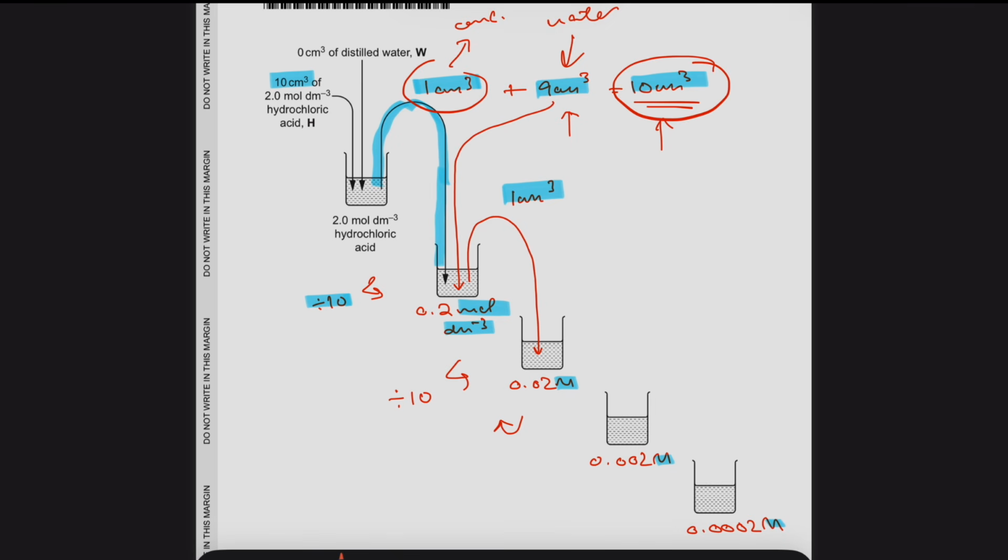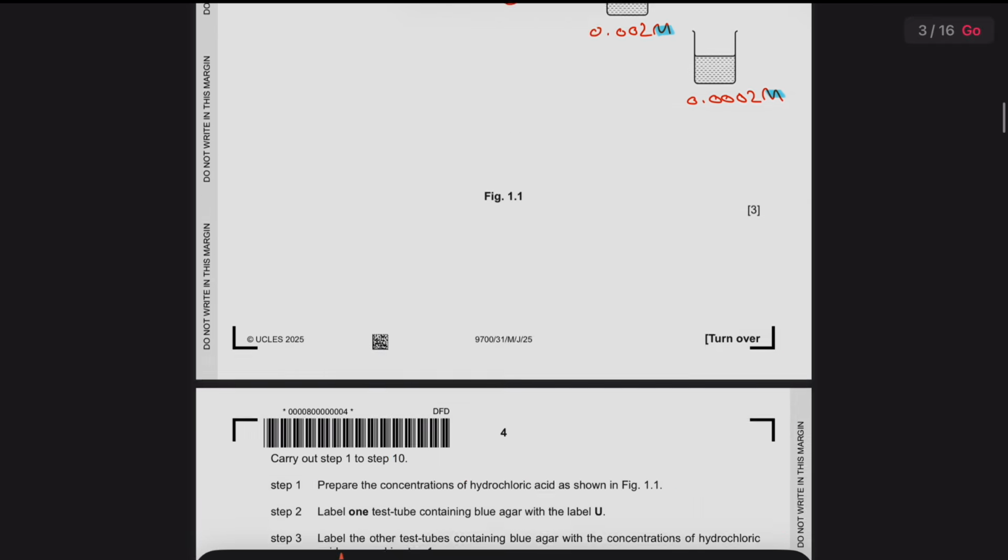The reason we're transferring 1 centimeters cubed is because we're trying to make the next solution 1/10 the concentration of the previous solution. So 1 out of 10 is our previous solution, and 9 out of 10 is our water. Therefore, we have 1/10 the concentration of the previous solution.